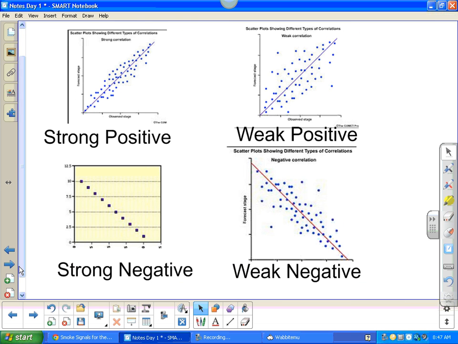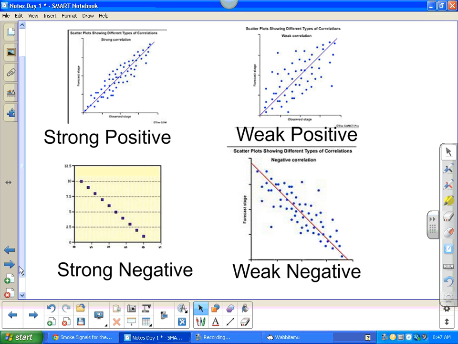So if I look at the difference between the top 2, they're both positive, but you can definitely see that in the first one, the points are much more close to the line. The data is more tight, so it is a stronger correlation, kind of like a magnet. And in the second graph on the top right, it still has a positive correlation, but you can see that the data is more scattered, a little more loose, and so it has a weaker correlation. It's still positive, but it's just weaker.